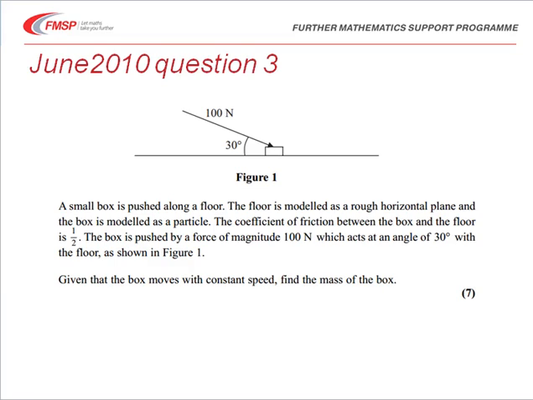The question sets out from a figure 1 and a description of that saying that a small box is pushed along a floor and the floor is modelled by a horizontal plane and the box by a particle. The coefficient of friction between the box and the floor is given to us as a half. We're told that the box is pushed by a force of 100 newtons acting at an angle of 30 degrees with the floor. Given that the box moves with constant speed, find the mass of the box.